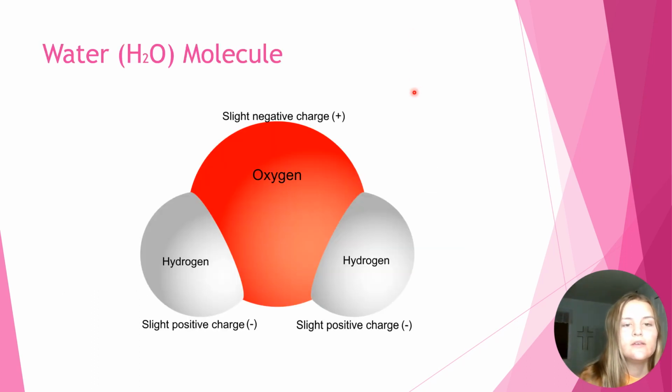Okay, so I added this illustration here with the water molecule because I think it's a really basic molecule to help you understand the compound. So you have your oxygen and you have your 2 hydrogens, and the oxygen has a slight negative charge while the hydrogens have a slight positive charge, and they pull each other together based on these opposite charges. So I thought that was pretty interesting to see.